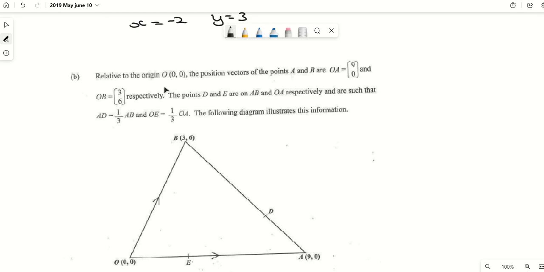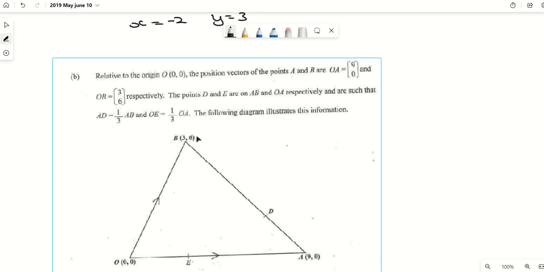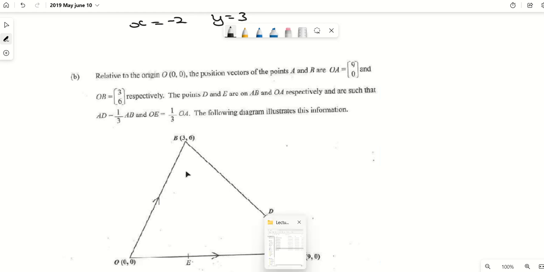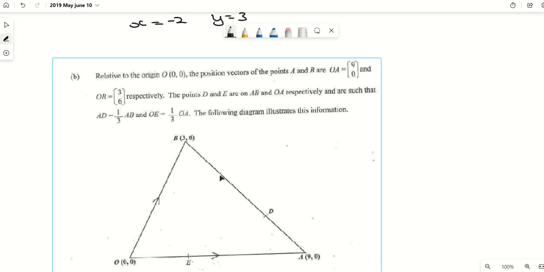Now they said relative to origin 0, 0, the position vectors of A and B are as follows. OA is 9, 0 and OB is 3, 6. Now if it's a position vector, that means its starting point is 0, the ending point is whatever. So the coordinates 9, 0: 9 would be on top, the bottom part would be 0, and B as a column matrix, 3 would be on top and 6 would be at the bottom.